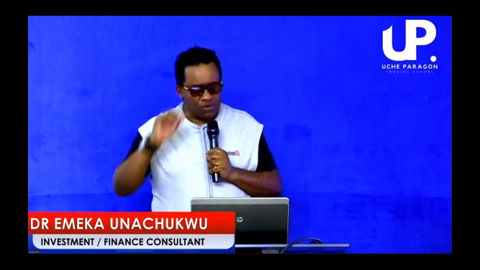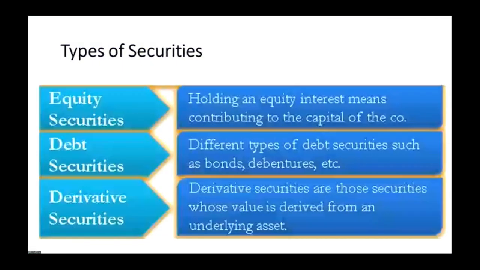So we have different types of securities. We have equity securities. We have debt securities. And we have derivative securities. Again, we have debt securities and equity securities. Now, when we talk about debt securities, what are we talking about? Equity securities, what are we talking about?